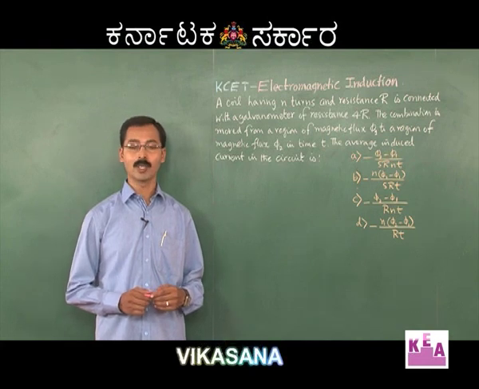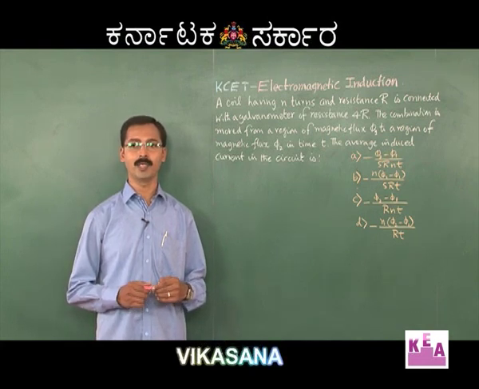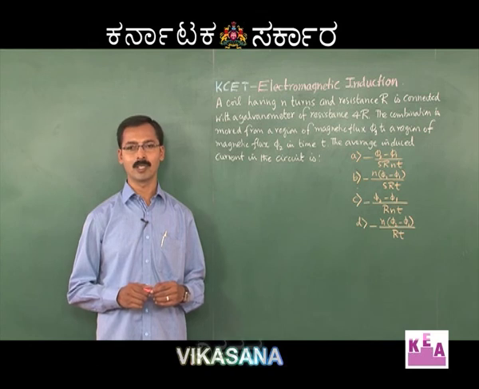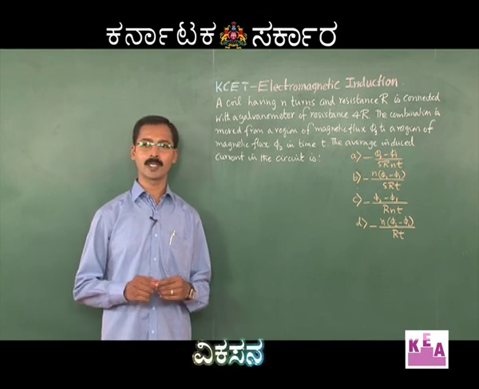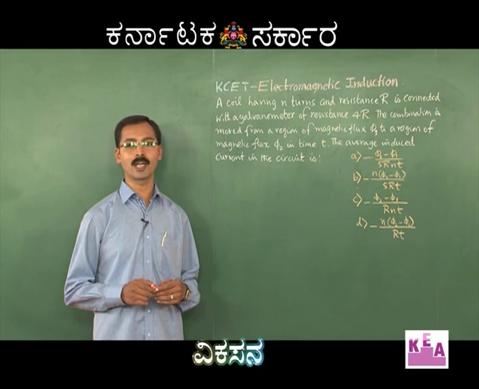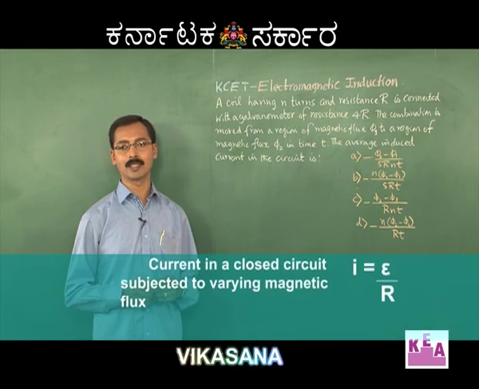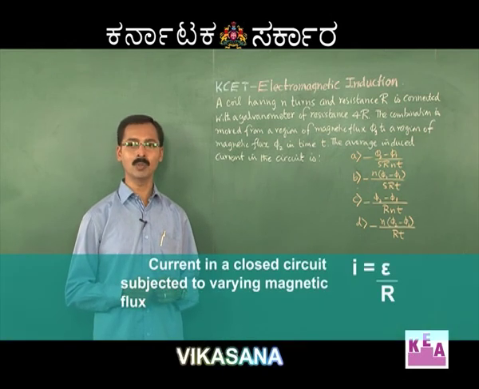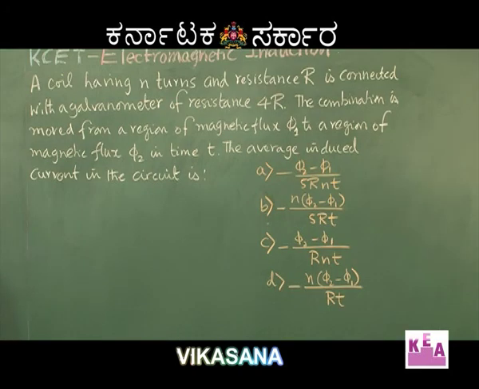In the last problem, we calculated EMF in a circuit due to change in magnetic flux, that is Faraday's law. What if the circuit is closed? If the circuit is closed, a current flows through that one. Let us calculate the current in a circuit due to electromagnetic induction. Let us see the next problem.